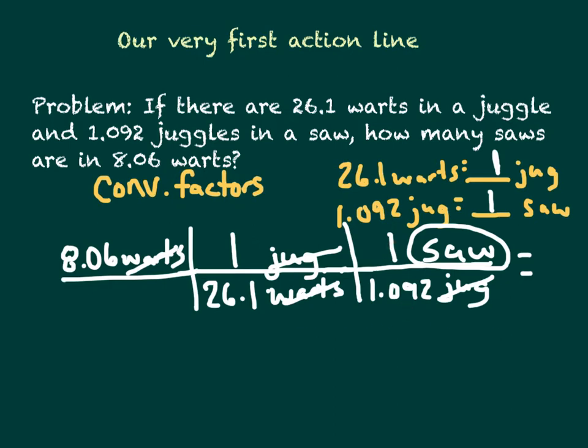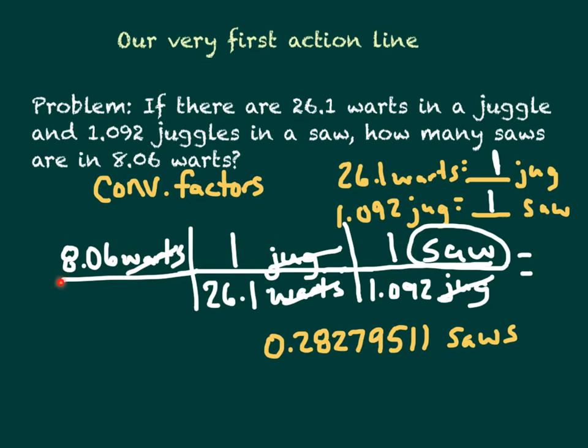Do that right now. And the answer I got was 0.28279511 saws, but now we need to know about significant figures. With significant figures in action lines, we're multiplying and dividing, so we're looking for the least number of sig figs used. But be careful, because usually when you have a 1 in here, it's exact numbers. 26.1 warts is exactly 1 juggle, and so that doesn't count in our significant figures.